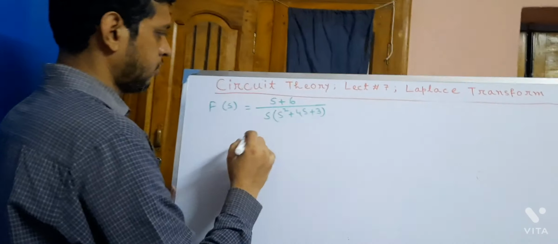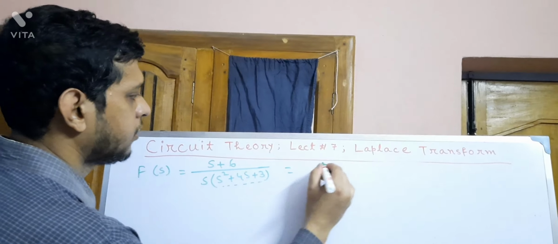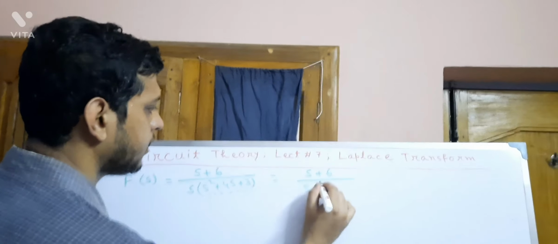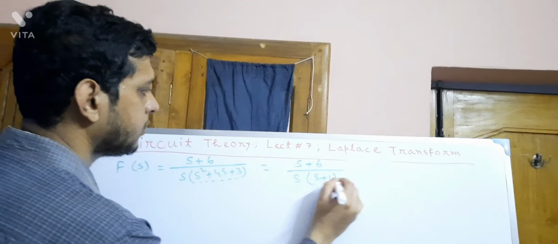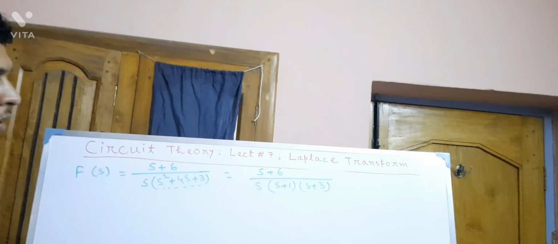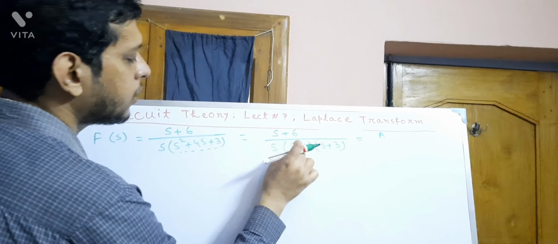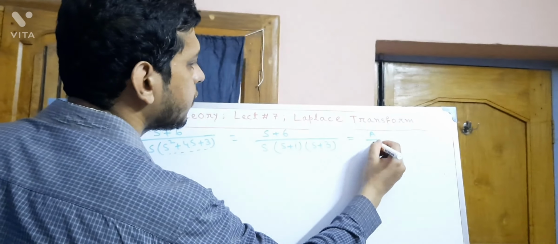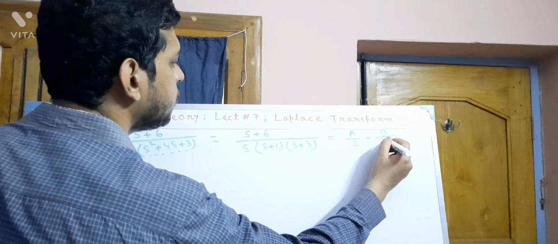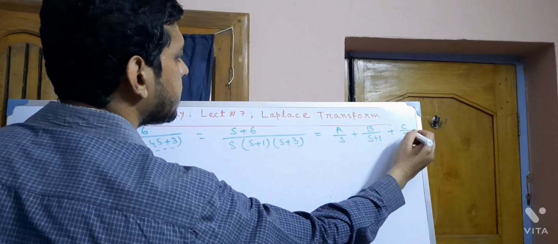Okay, so determine the inverse Laplace transform of this one. Now we can see that this can be factorized. So F(s) equal to s plus 6 by s into s plus 1 into s plus 3. All the quantities are of one degree, so this is equal to a by s plus b by s plus 1 plus c by s plus 3.